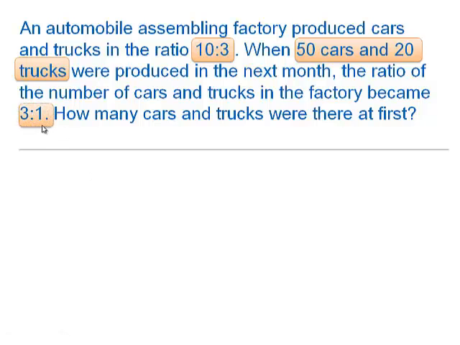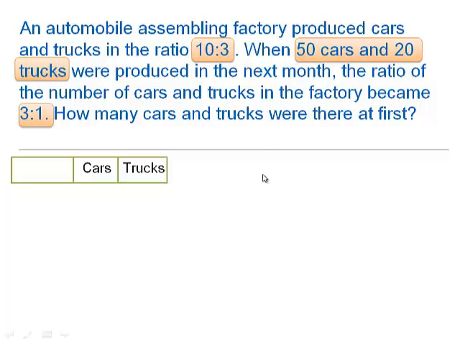So we have three kinds of information here: the ratio at first, and then the change in numbers, and then you have the ratio at the end. Now let's draw a table. This type of problem is called simultaneous equations, though here we will attempt to do it using the model method.